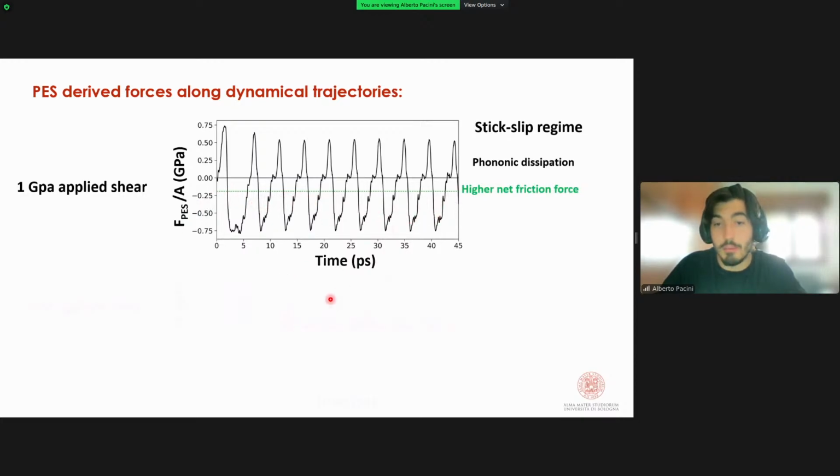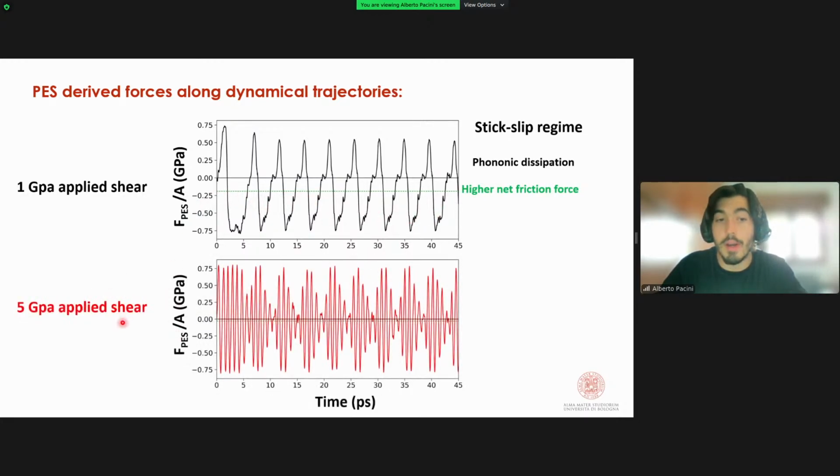Then we repeat the same procedure for 5 gigapascal of applied shear. And we see that in this case, we are in a continuous regime where there is an efficient force compensation because the systems are sliding over the potential energy surface and are not very affected by it. And there is a higher cancellation, and so a smaller net friction force.